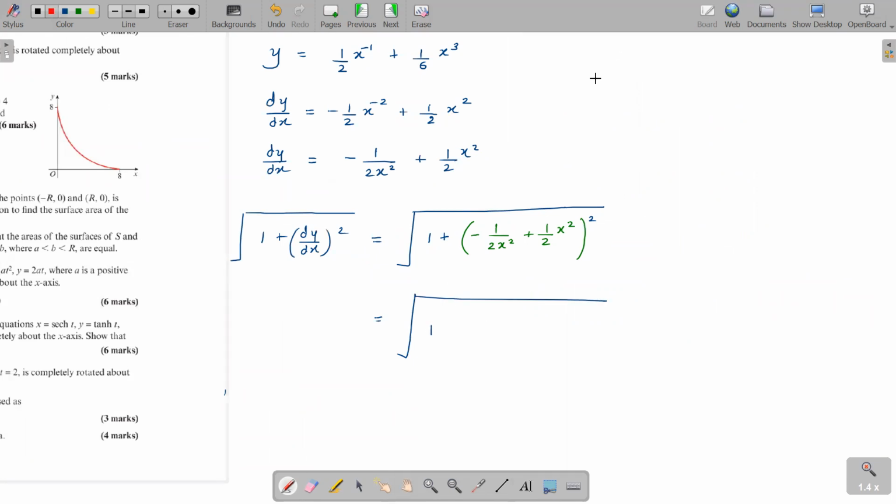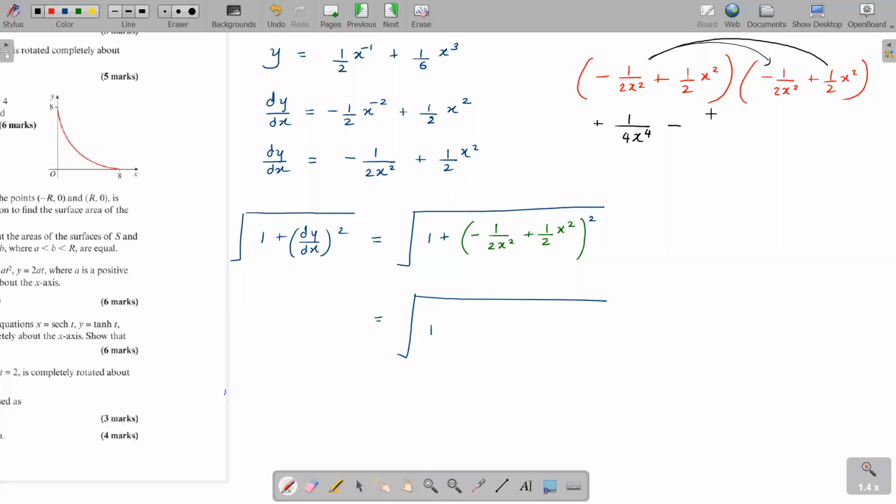Okay, so when we square, can you all tell me? I shall write it twice. Minus 1 over 2x square plus half x square. So squaring means you write the same bracket twice, right? We open, what do we get here? Minus 1 over 2x square into minus 1 over 2x square is plus 1 over 4x to the power 4. Minus 1 over 2x square plus 1 over 2, first of all, it's a minus.